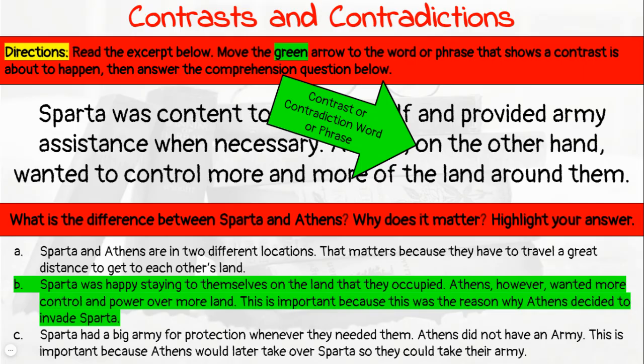Sparta was happy staying to themselves on the land they currently occupied. Athens, however, wanted more control and more power over more land. This is important because this is the reason why Athens decided to invade Sparta. Pause the video if you need to make changes.